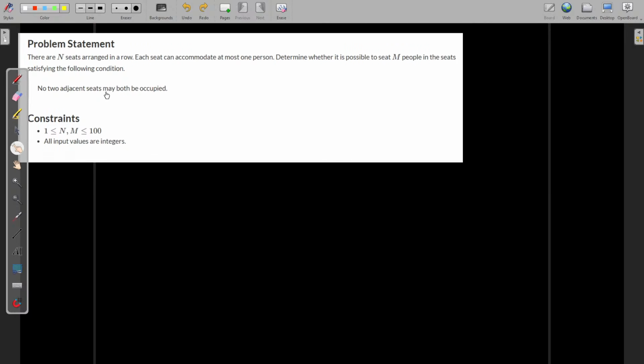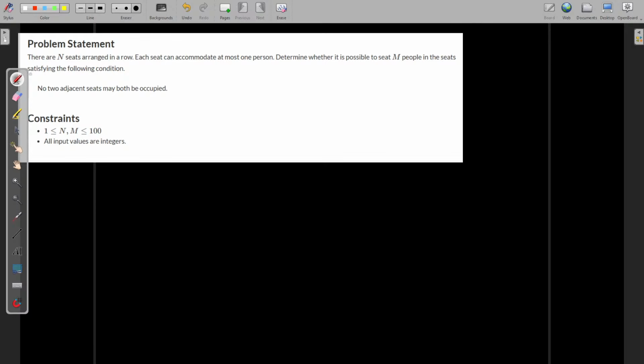Okay, so the problem statement says there are n seats arranged in a row. Each seat can accommodate at most one person. Determine whether it is possible to sit m people in the seats satisfying the following condition. No two adjacent seats may both be occupied. Okay, so the values of n and m are both very small, and it seems a simple problem, right?